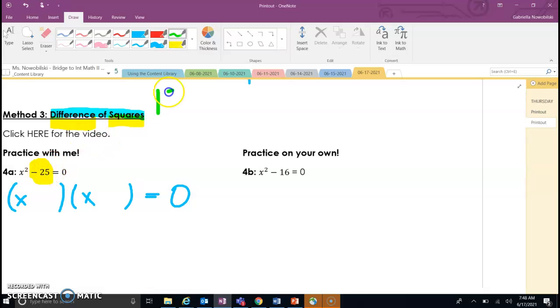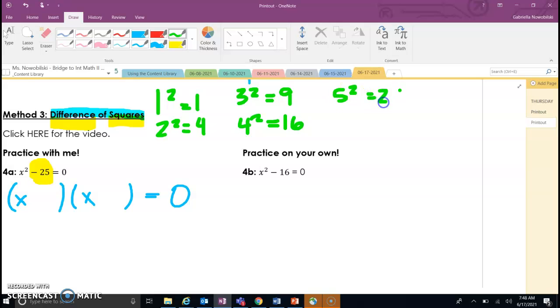I'll remind you of the perfect squares. 1 squared is 1. 2 squared is 4, 3 squared is 9. These are all perfect squares. 4 squared is 16, 5 squared is 25, 6 squared is 36, and so on. I can keep listing forever. The one we have is right here. 5 squared gives us 25. That is called a perfect square.